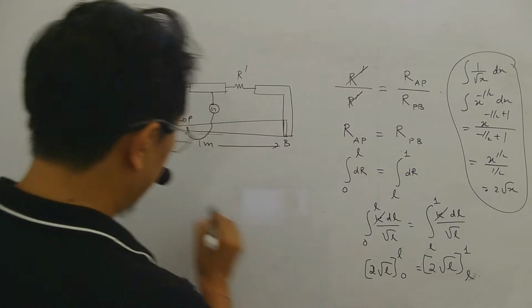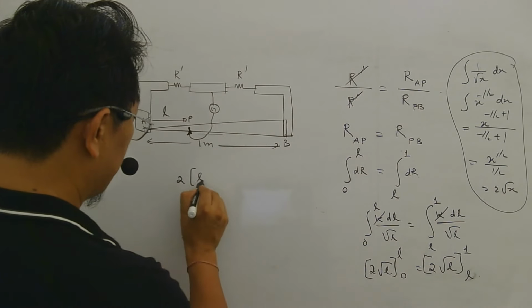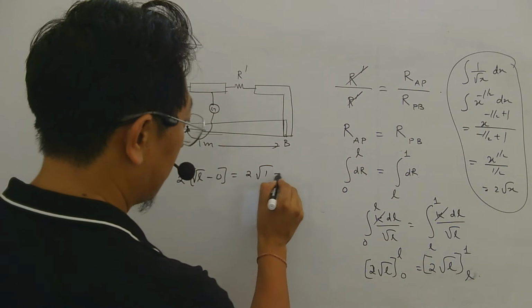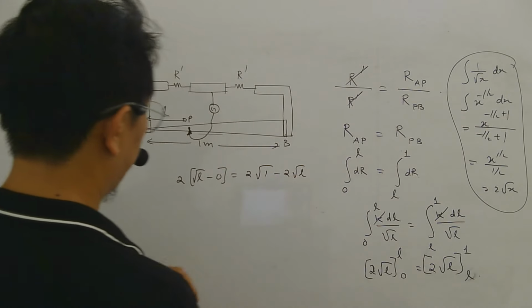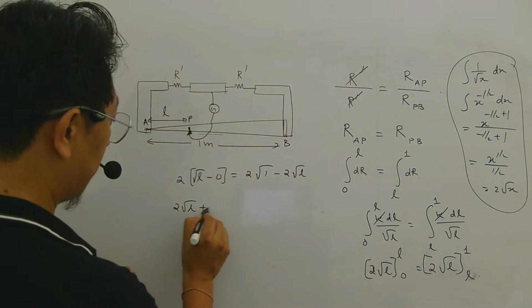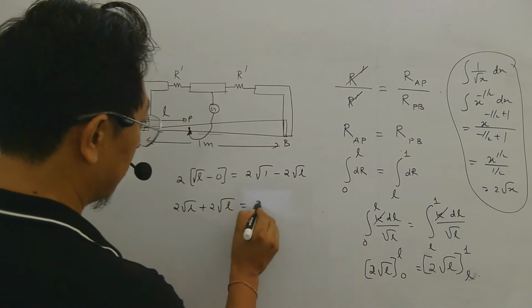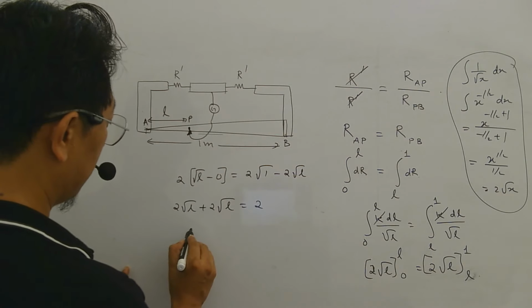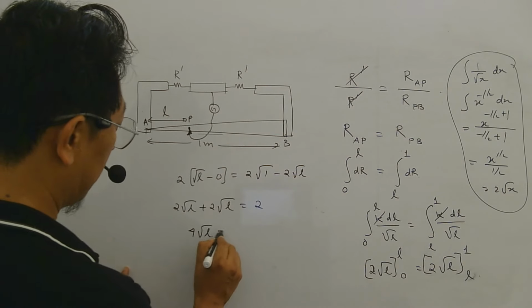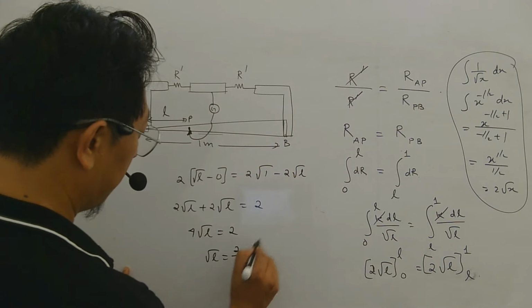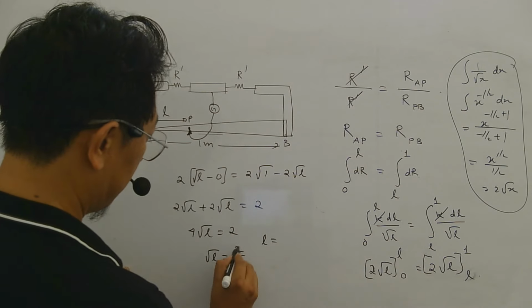So if you put the upper limit, you will get 2 root L minus 0, here 2 root 1 minus 2 root L. So bring this 2 root L here, so it will be 2 root L plus 2 root L is equal to 2 root 1, which is 2 itself. So this will give you 4 root L equals 2. So root L will be 2 by 4. So L, this is 1 by 2.